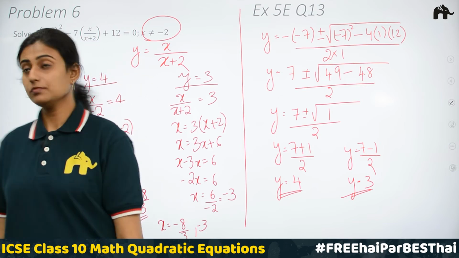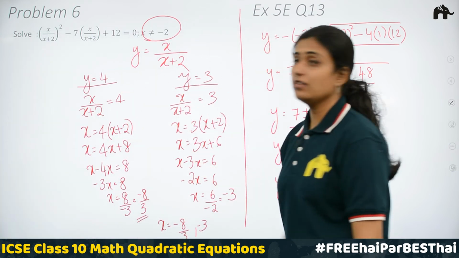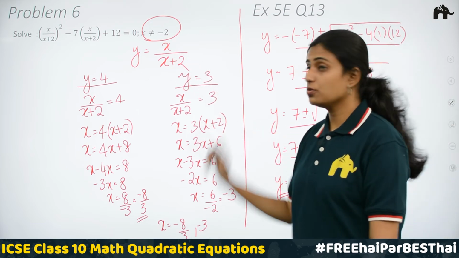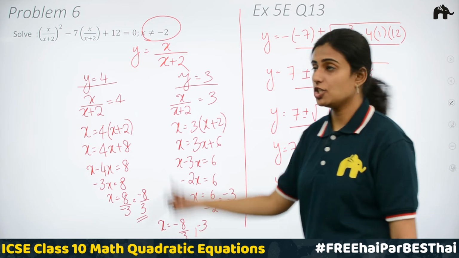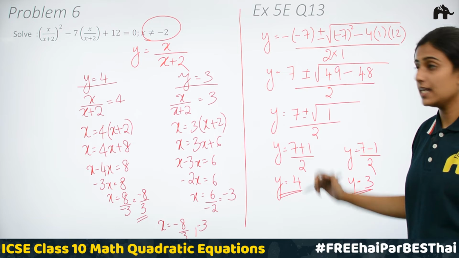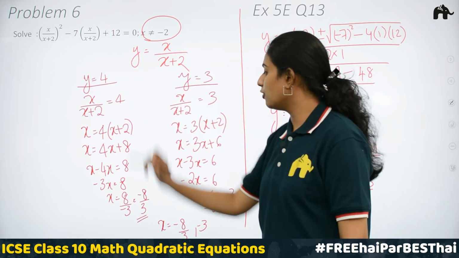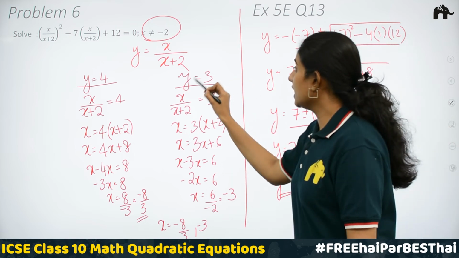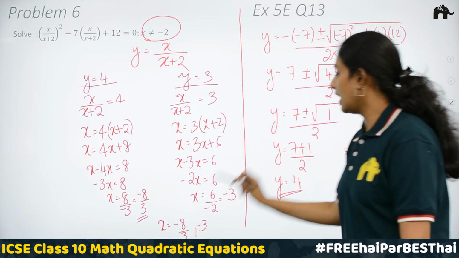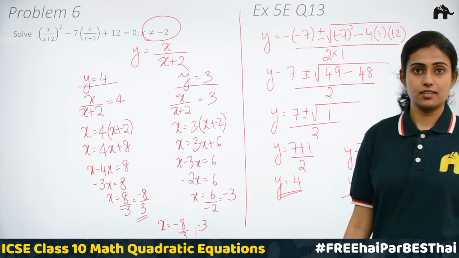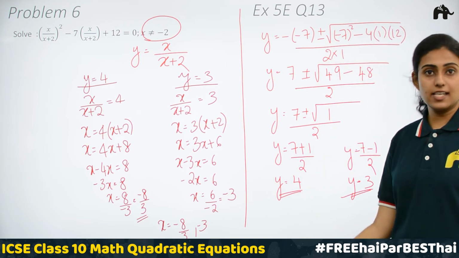Got it? Clear? Here we have used the substitution y is equal to x by x plus 2. Solve the quadratic equation and got y is equal to 4 and y is equal to 3. Substituting y is equal to 4, we got x is equal to minus 8 by 3. When y is equal to 3, we got x is equal to minus 3. Okay? Let's move on to the next question.